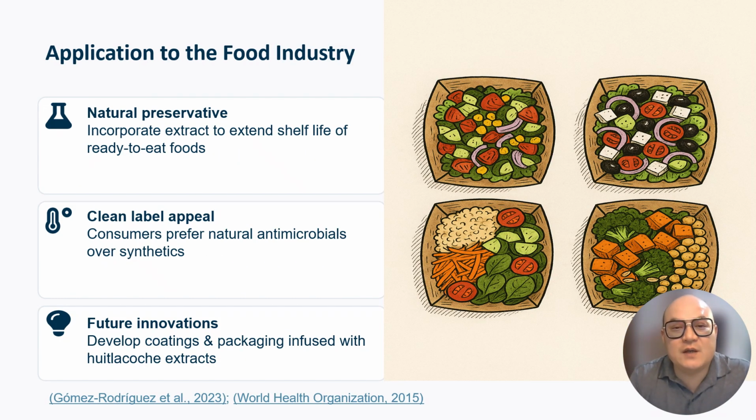For food manufacturers, this means they could incorporate the Huitlacoche extract into ready-to-eat meat products or refrigerated food as a natural hurdle to slow down bacterial growth. Because it comes from existing agricultural byproducts, these ingredients could also support sustainability goals by turning waste corn smut into something useful and profitable.